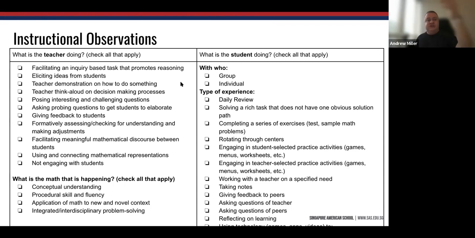Similarly here, with the teacher doing, are they posing interesting and challenging questions? That's something we want. It may not be something that's currently happening. That being said, on the flip side, engaging in worksheets, that might be a current reality. Taking notes, probably a current reality. Giving feedback, a current reality. But there's a bit of both.